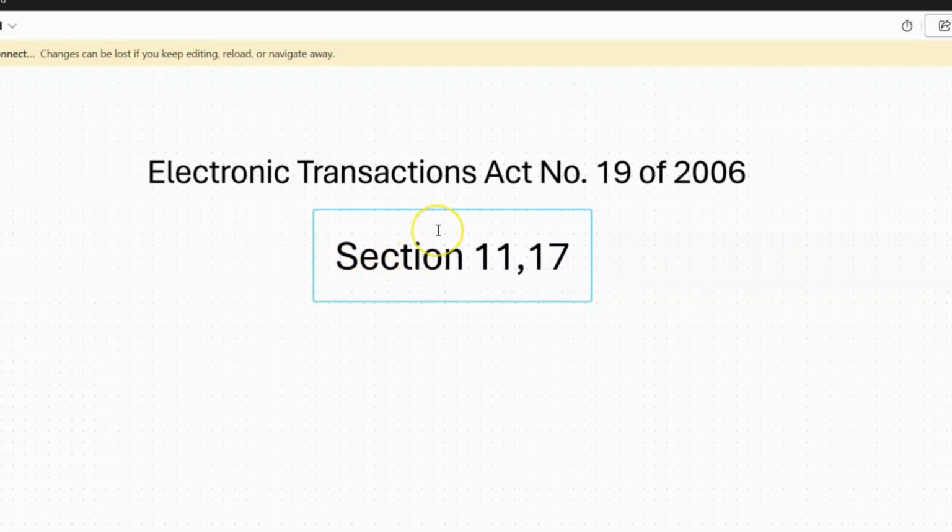According to Section 11, a contract cannot be rejected simply because it is electronic. For an example, Amazon. If you click I agree, this becomes a legally valid contract.